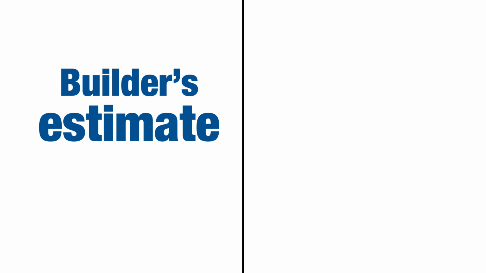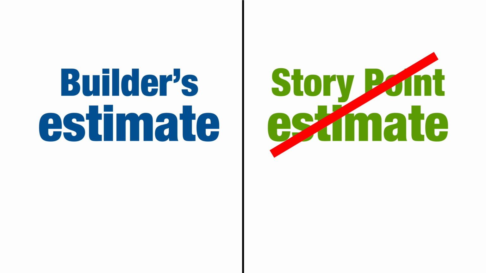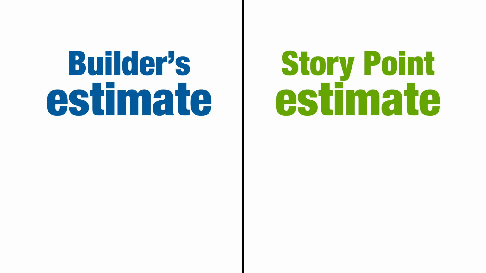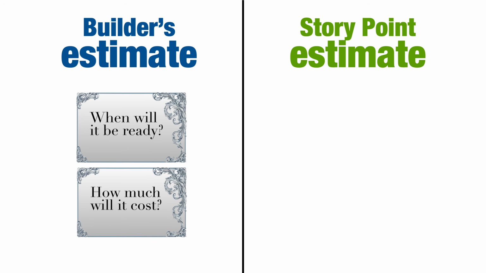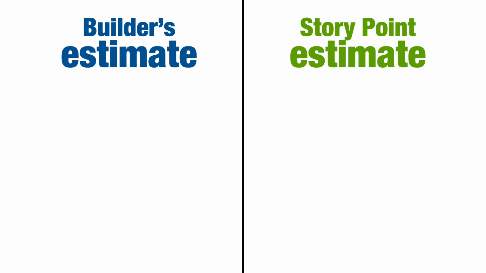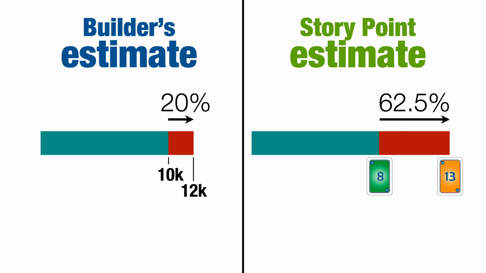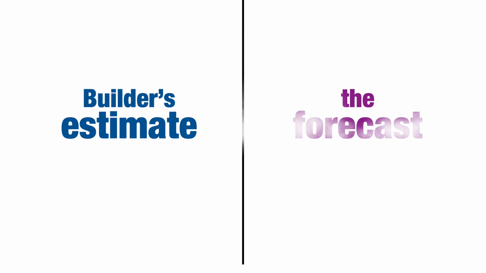Question for you: what's our Agile equivalent of the builder's estimate? It's not the estimate. It may have the same name, but it's a very different animal. A story point estimate applies to a single work item rather than to a body of work. It answers a different question, and it does so with a huge margin of error. No, the equivalent we're looking for is the forecast.